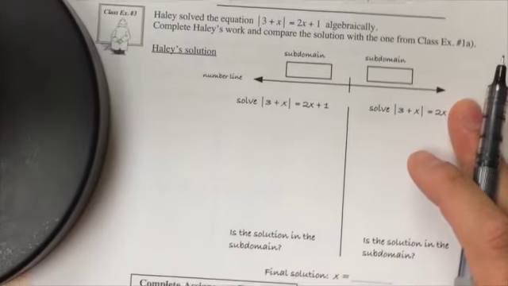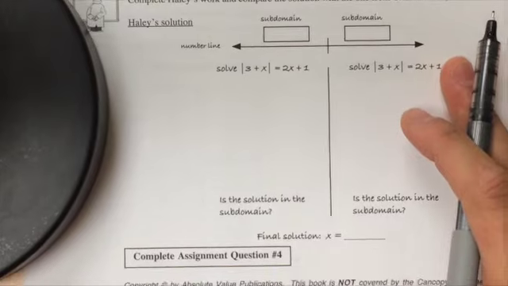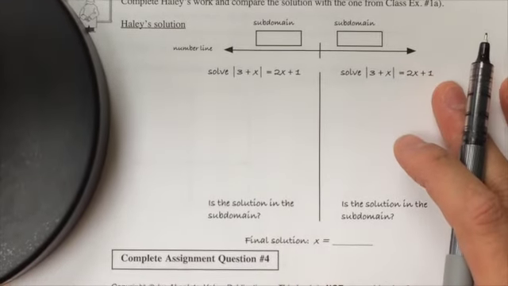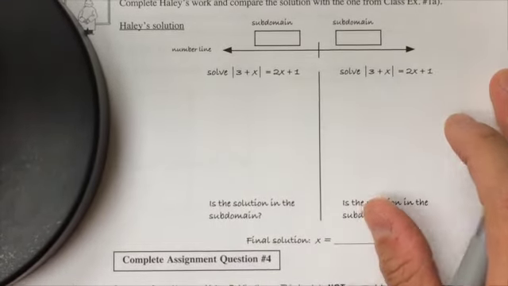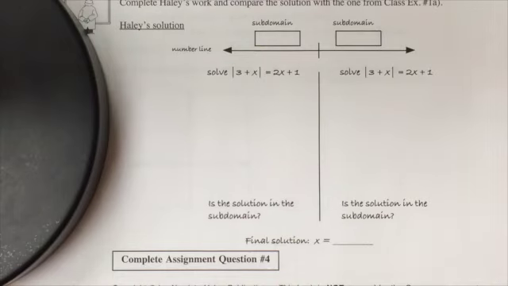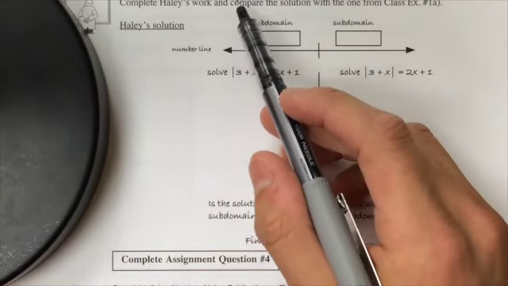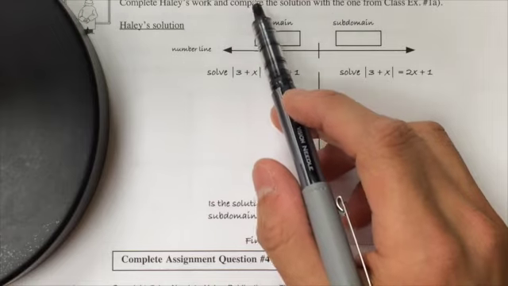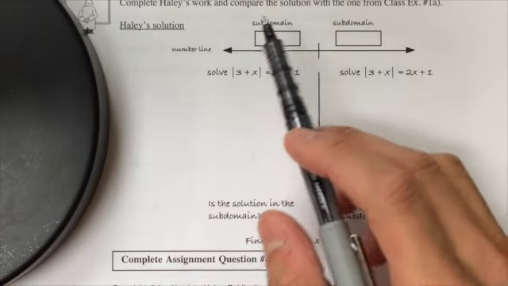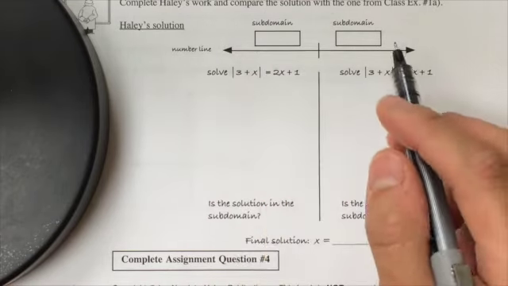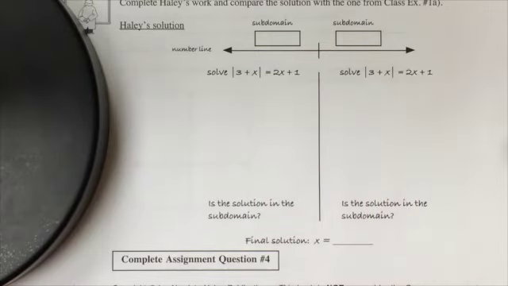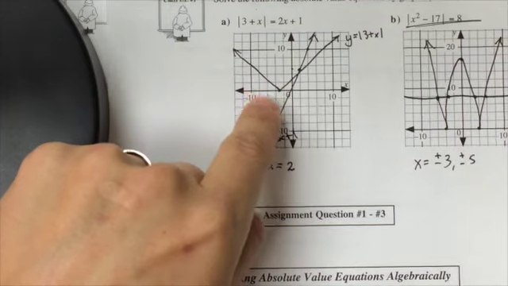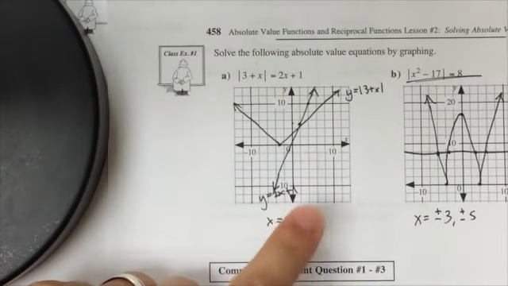There is another way we can solve this, though. And at times, there's not necessarily going to be two solutions. Now, for this question, Haley solved the equation, absolute value of 3 plus x is equal to 2x plus 1. Complete Haley's work and compare the solution with the one from class example number 1a. So we're actually going to compare it to this example here, where we want to get a value of x is equal to 2.